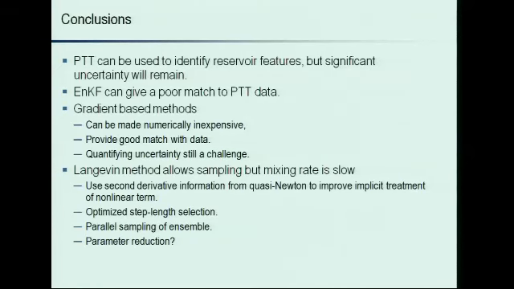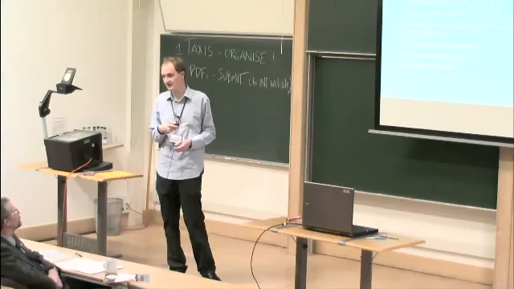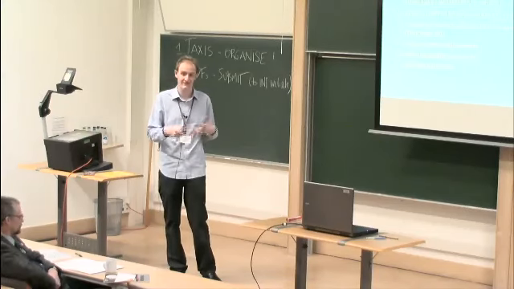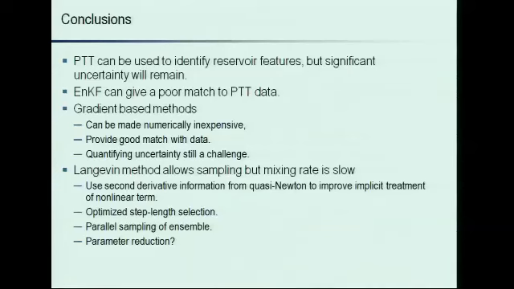So in summary, this can be used to identify reservoir features from pressure transient testing data, but there's always going to be significant uncertainty, so we've got to be dealing with prior models and a Bayesian approach. And the EnKF, while it can be very good in lots of circumstances, and it can be improved as well, it can give a poor match to PTD data if you do it naively and don't worry about the fact that there's a lot of information in the early data. Gradient-based methods can be made certainly numerically inexpensive, although as Dean Oliver pointed out, they're not necessarily programmatically expensive. It can take a long time to program new features into the adjoint equation. And they provide a good match for the data, but quantifying uncertainty is still a challenge.